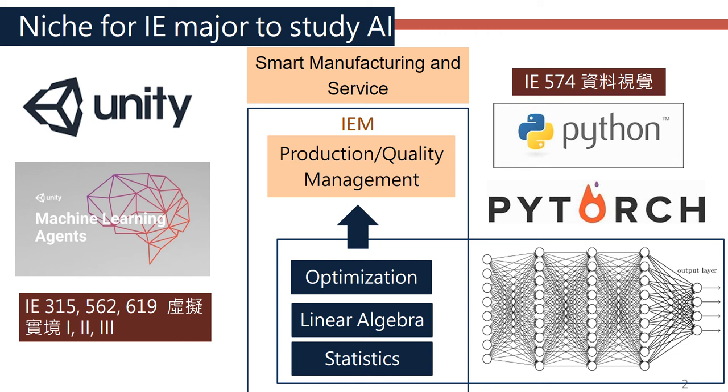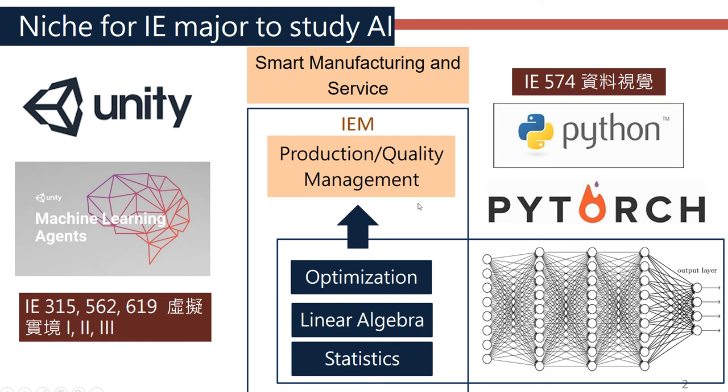So that's why, although EE or CS majors can also study AI, their focus is mainly on the algorithm or mathematics side. Okay, they find it difficult to communicate with domain experts for application.